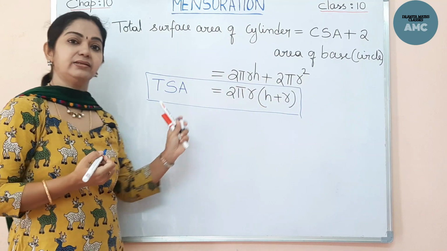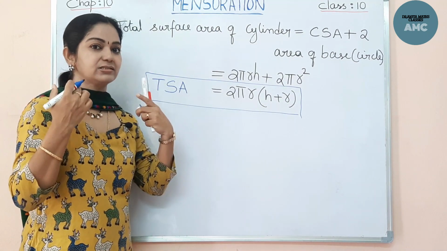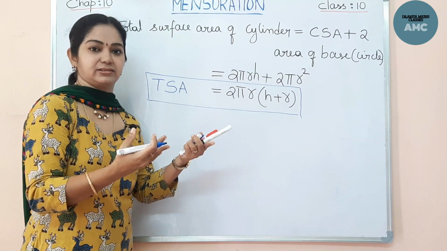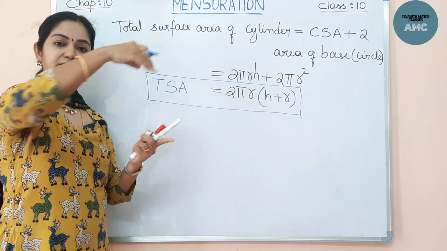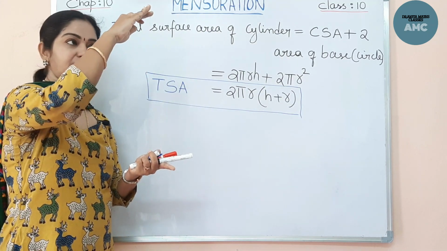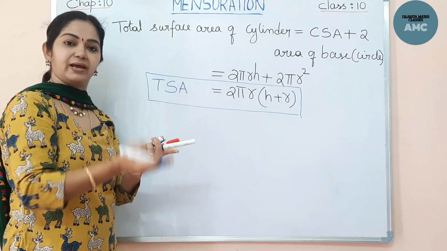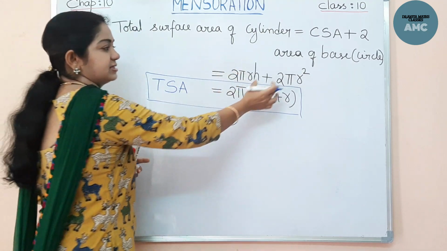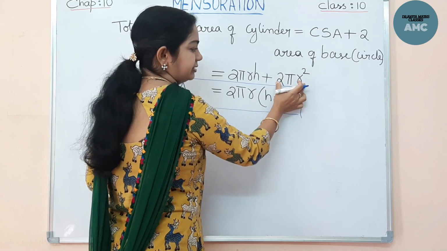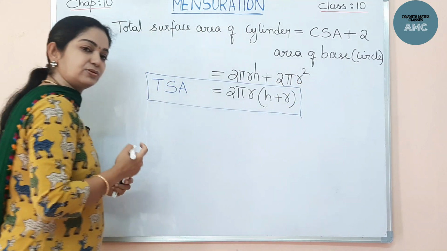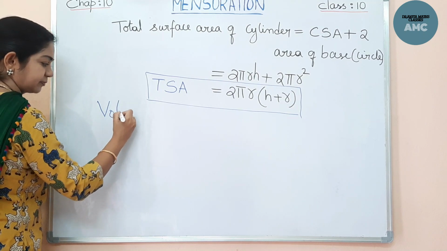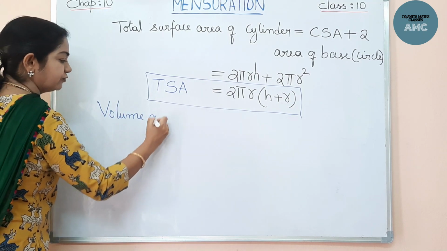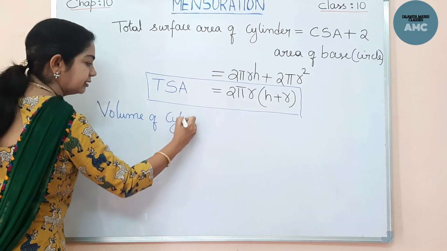Don't memorize the formulae by heart, but you need to understand the concept and you can easily get it. Now, how do we find the total surface area? The curved surface area plus the area of the bases, two bases, top and the bottom. So the bases are the circles, so I've added the circle area. Now this is the total surface area. Now we will find the volume of a right circular cylinder.